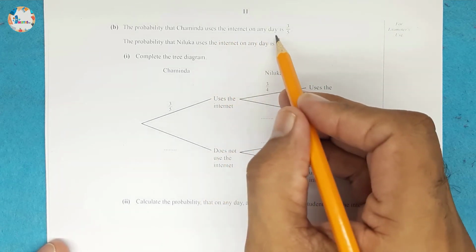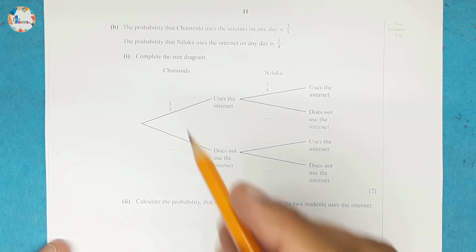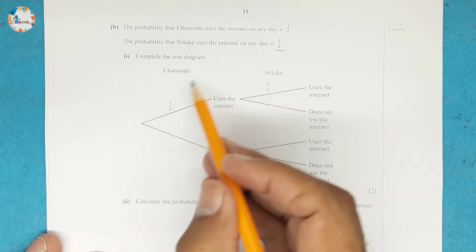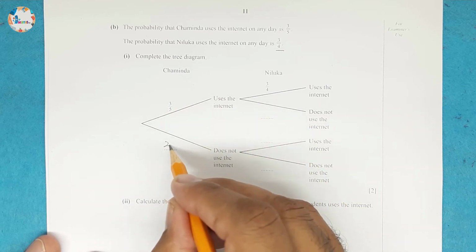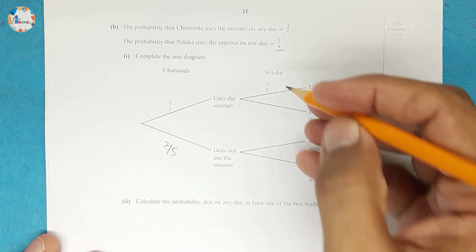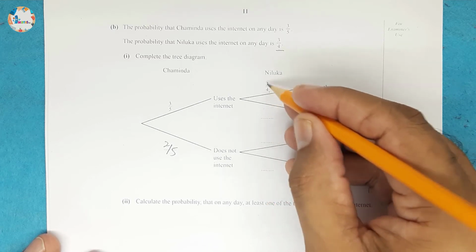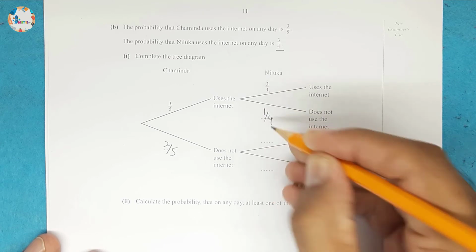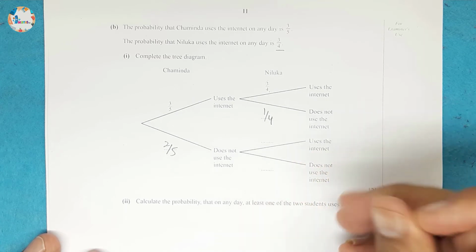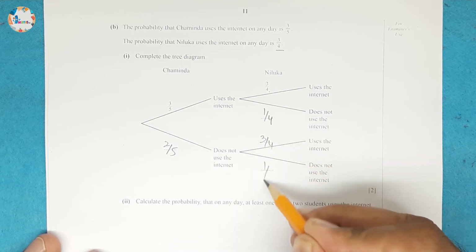B part: the probability that Chaminda uses the internet on any day is 3 by 5. The probability that Niluka uses the internet on any day is 3 by 4. So this is 3 by 5, so the remaining will be 2 by 5, that is 5 by 5 minus this, or 1 minus this. Then 3 by 4, and the remaining is 1 by 4, since 1 minus 3 by 4 is 1 by 4. This is does not use the internet, so this will be 3 by 4 and this will be 1 by 4.